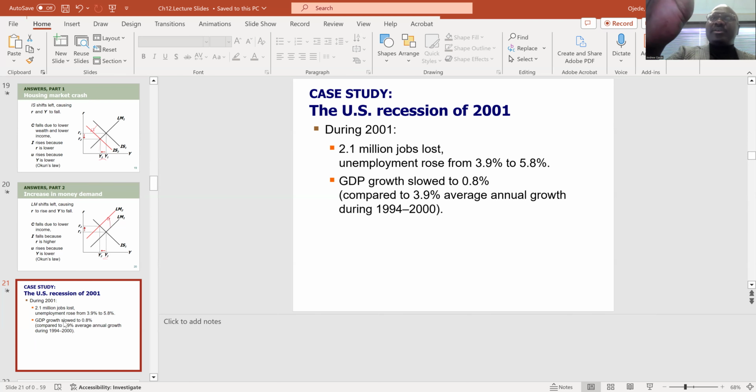2.1 million jobs were lost. Unemployment rose from 3.9% to 5.8%. GDP slowed down by 0.8% compared to 3.9% average annual growth during 1994 to 2000. You see, that was during most of the Clinton good days of the 90s.